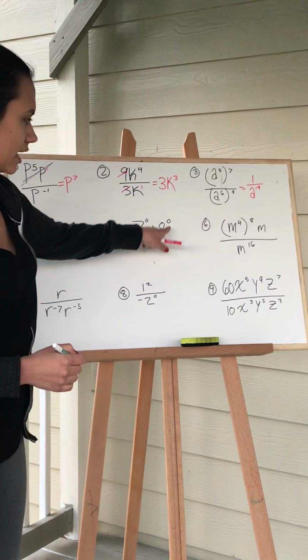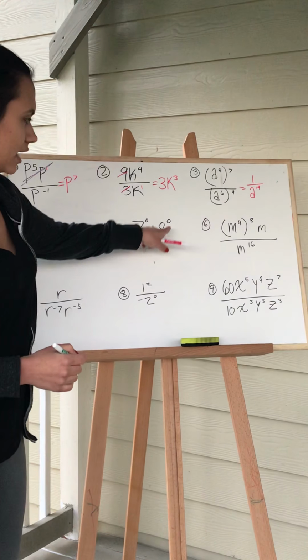Now we're getting to number 6. We're going to use our power rule first to simplify these right here. So let's go ahead and do 4 times 8, which is 32. When we use our power rule right here, we get m to the 32nd. And then we still have m, right? So that's our new numerator, m to the 32nd power times m. And then it's going to go over m to the 16th.